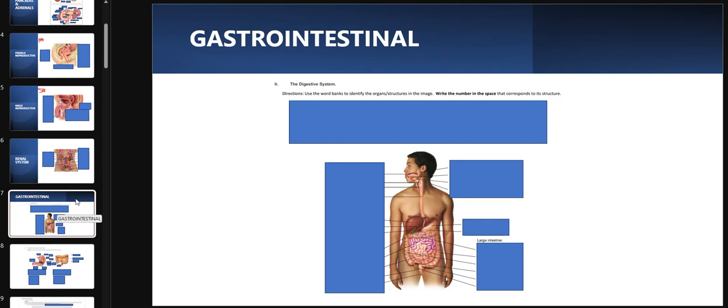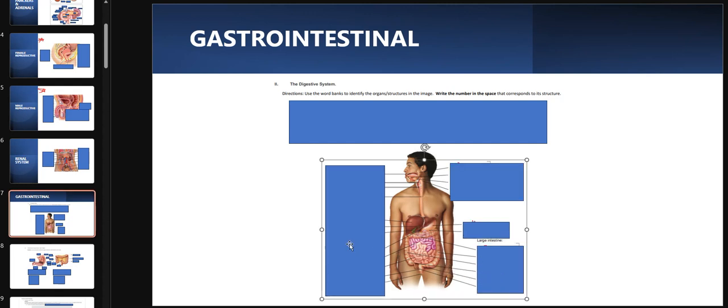Gastrointestinal. We have the mouth or oral cavity, the larynx, trachea, esophagus, liver, bile duct, gallbladder, duodenum, jejunum, ileum, rectum, anus. Right here are the salivary glands. We got the parotid gland up here, sublingual gland, submandibular gland, the pharynx. Then we have the stomach, pancreas, transverse colon, descending colon, ascending colon, the cecum, sigmoid colon, and appendix.